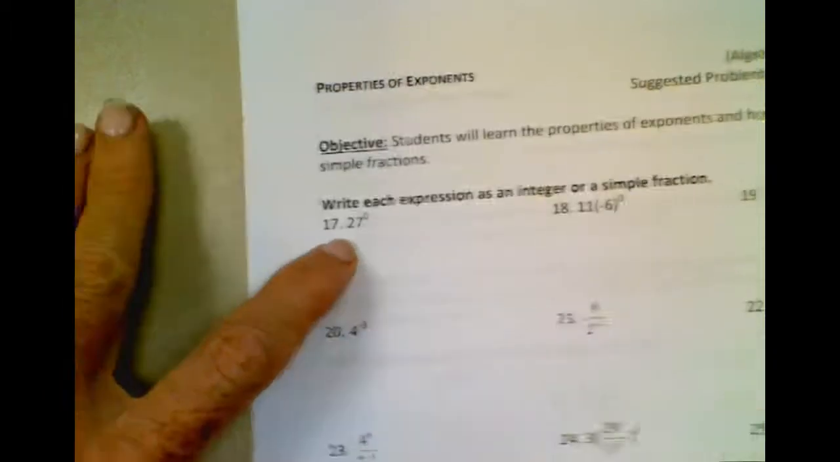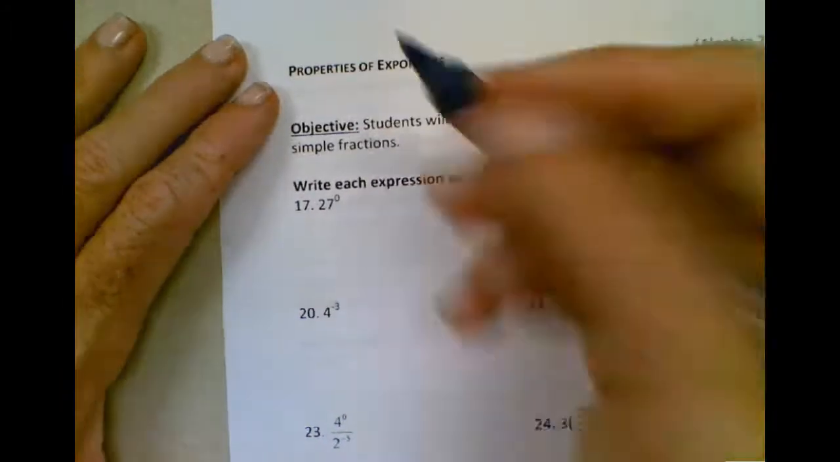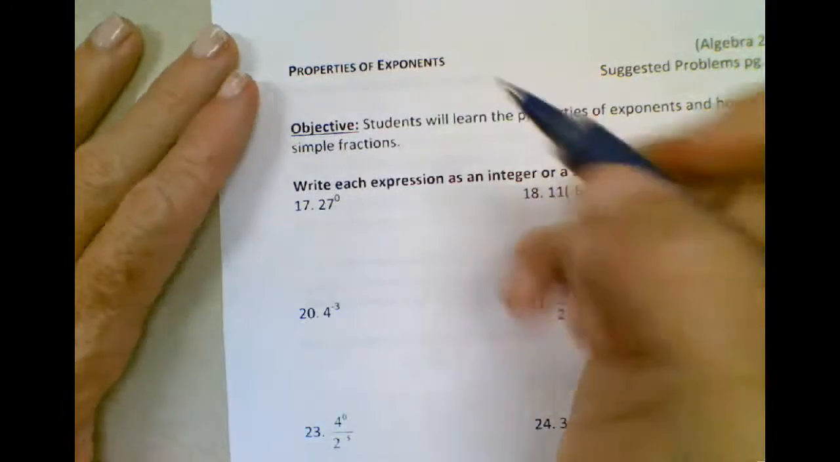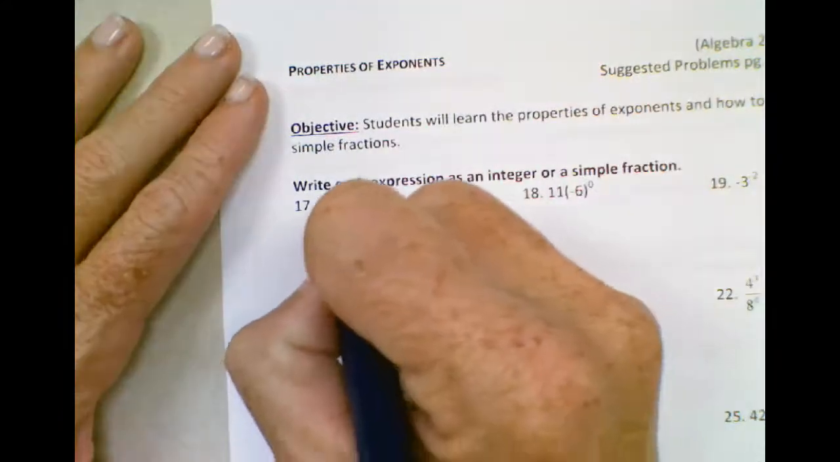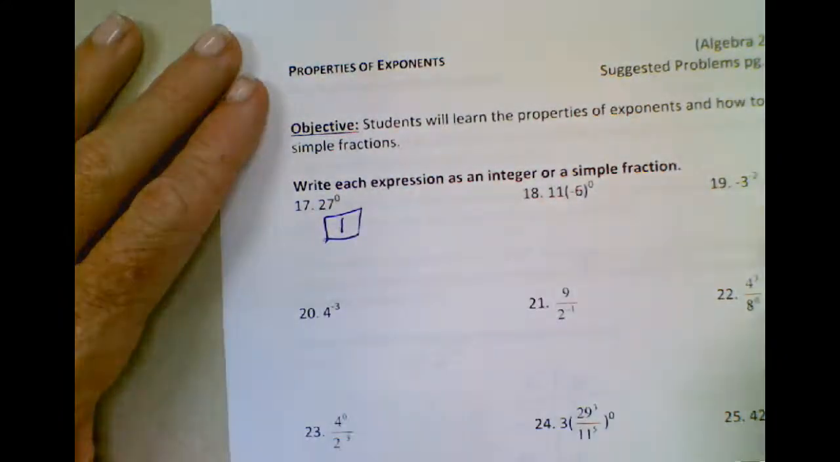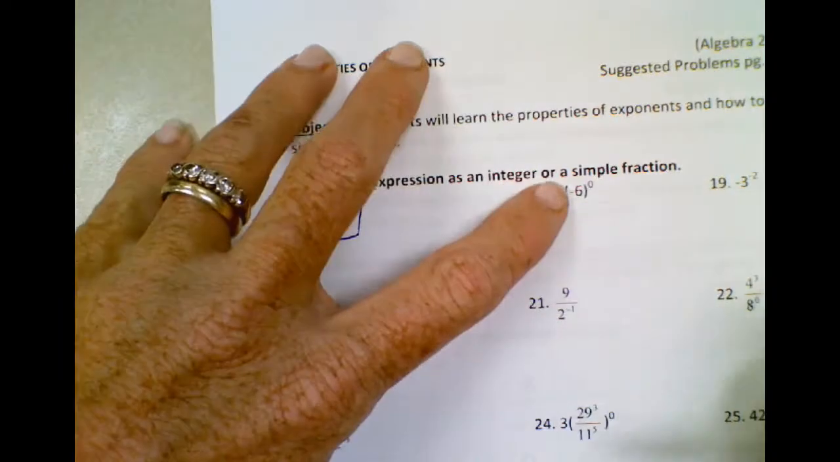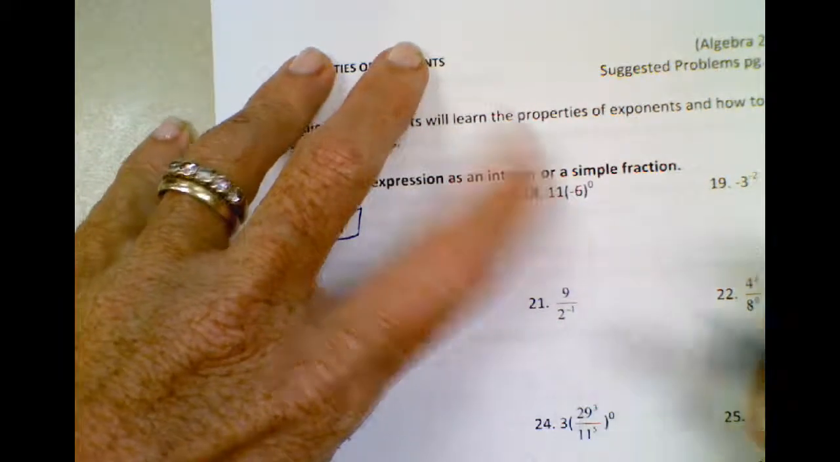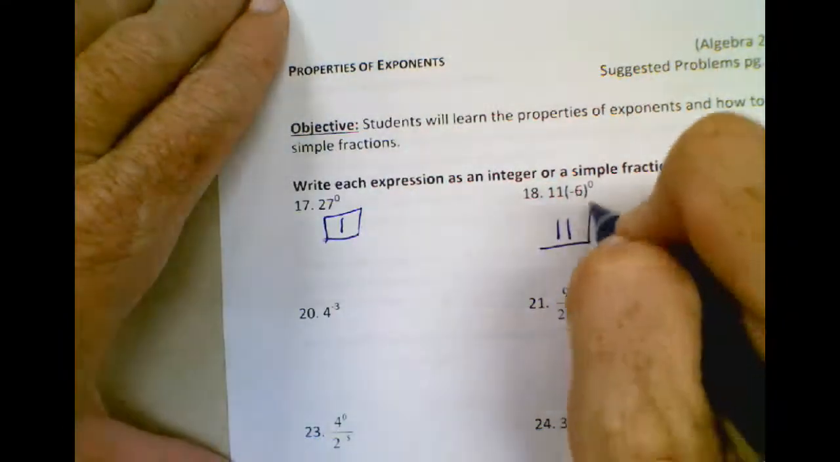Okay, anything to the 0 power is what? You should know that even through the first 2 pages of these notes, anything to the 0 power is 1. Okay? Using PEMDAS, negative 6 to the 0 power is 1 times 11 would give you 11 as your answer.